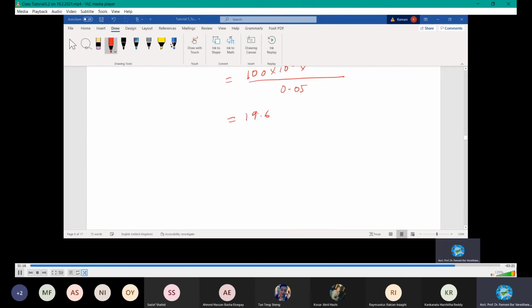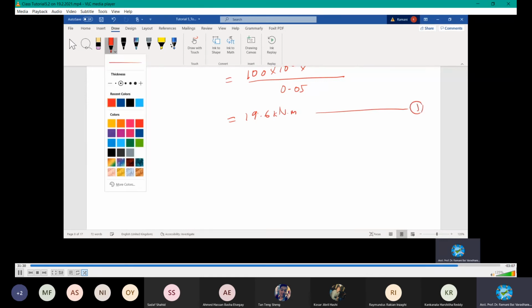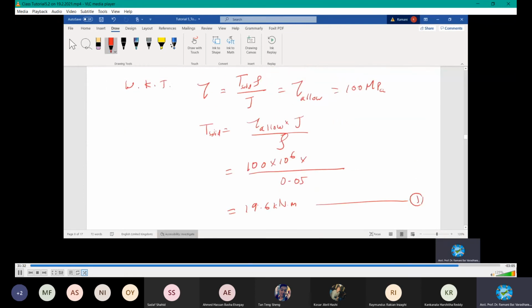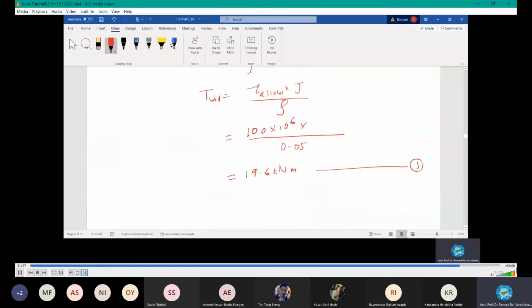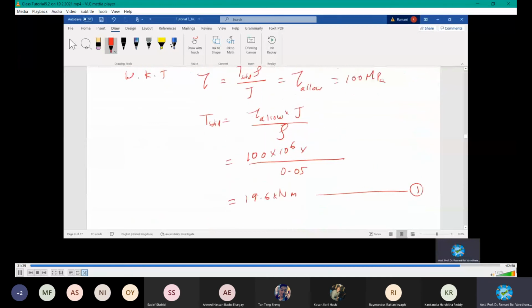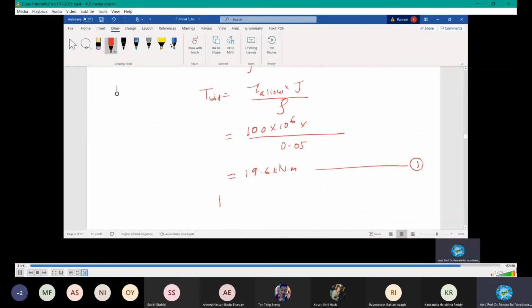You do some work, otherwise it will become spoon-fed. You will not have a practice at all. Okay, kilonewton meter. We got a first answer already. Come on, let's work out in a similar way. We can work out for tau hollow, torque hollow. So first one you found already, T solid. I use the same formula, and then T hollow will be.